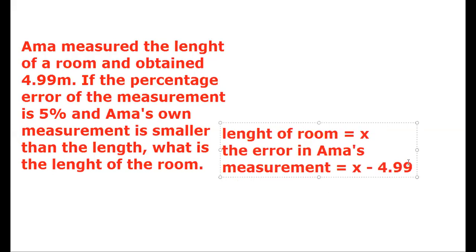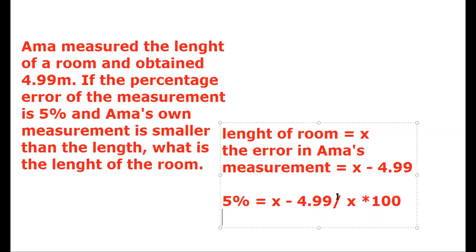Is that okay? Now the formula is percentage error is equal to error over actual number times 100. Therefore, we know our percentage error to be 5%, which is equal to the error, which is x minus 4.99. And it is x minus 4.99 because it's saying that Amma's own measurement is smaller than the length. Therefore, it means that the length is greater than Amma's measurement. That's why it's x minus 4.99, all over the actual number, which is x. We still don't know that one. Times 100.